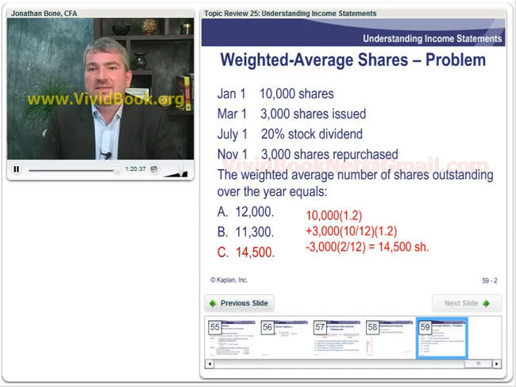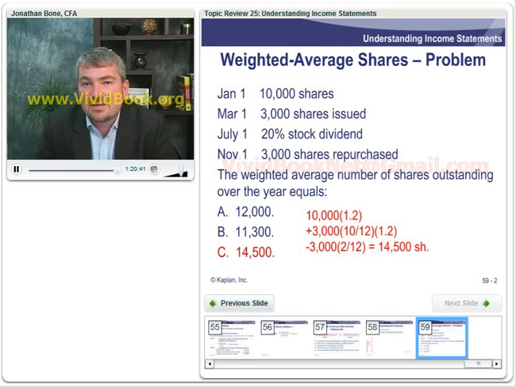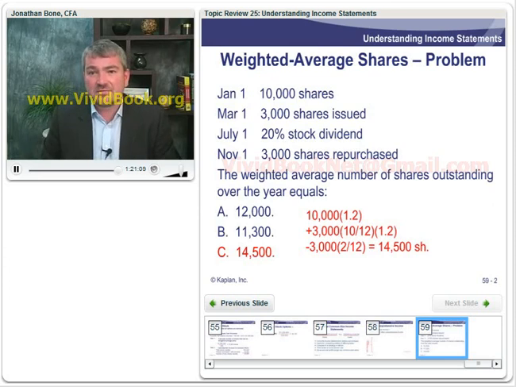So notice essentially what they've done here is they've taken the 10,000 shares at the beginning of the year, multiplied by 1.2 for the stock dividend. They've taken the 3,000 shares and they've said they're in issue for 10 out of 12 months, so they've multiplied by 10 twelfths times 1.2 because of the bonus issue or the stock dividend. Then the 3,000 repurchase, no multiplying by 1.2 because it took place after the stock dividend. They've just multiplied by 2 twelfths because they were in issue for 2 twelfths of the year, and that gives you 14,500.